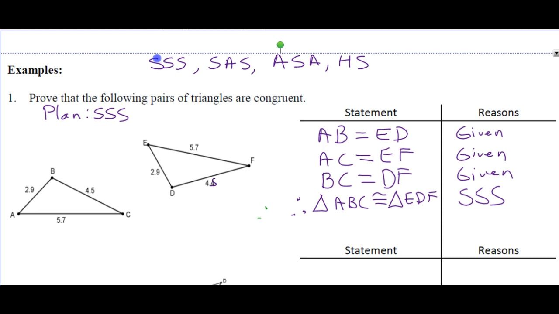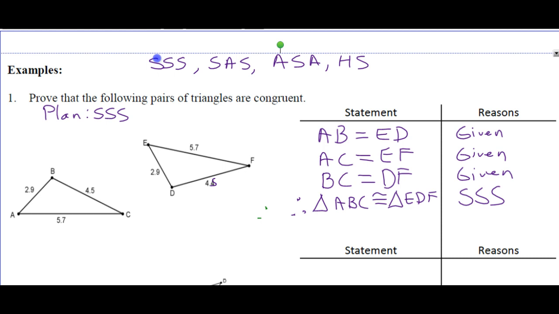Because what this is telling us also is angle A is the same as angle E. Now angle A is the angle between the 2.9 and 5.7, and so is angle E. Angle B is the same as angle D, and angle C is the same as angle F.